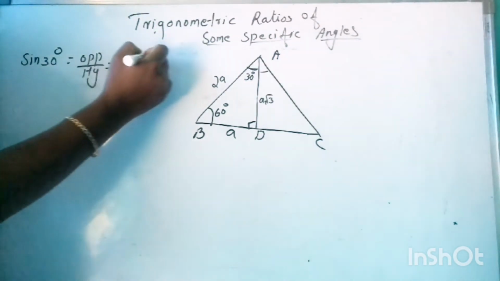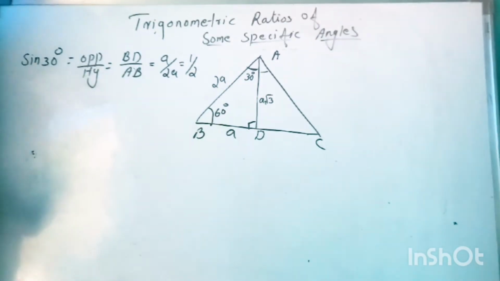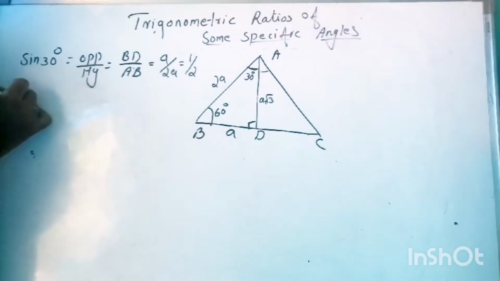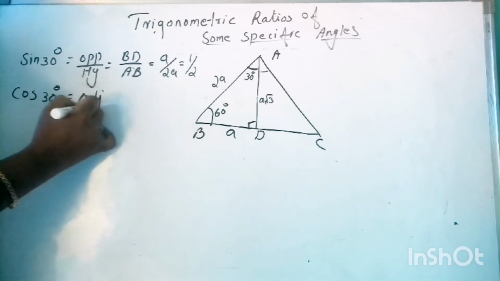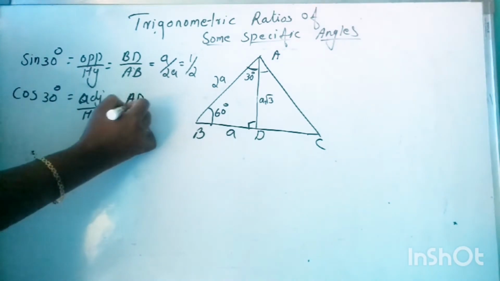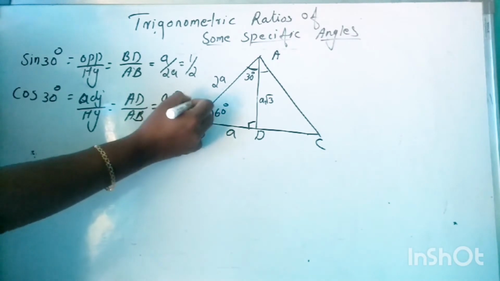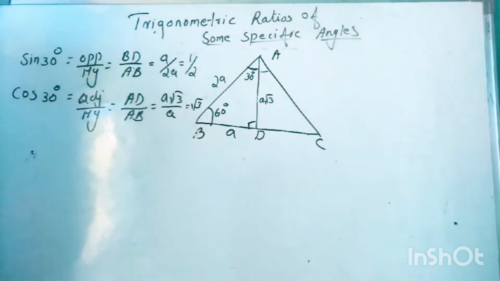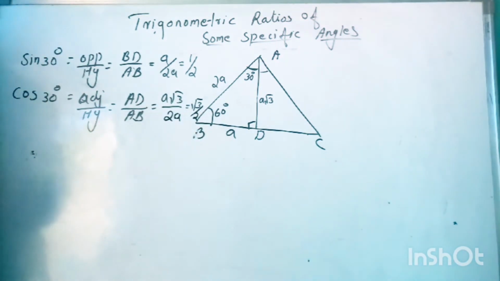BD divided by AB is equal to A by 2A, which is equal to 1 by 2. Now cos 30 degree is equal to adjacent side by hypotenuse. The side which is adjacent to this 30 degree is AD divided by AB, that is A root 3 by 2A, which we will get as root 3 by 2.